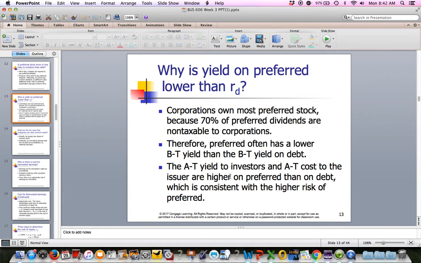It says, why is the yield on preferred lower than R sub D, lower than debt? Corporations own most preferred stock. Number one, know that individual investors typically don't own a lot of preferreds. Other corporations buy preferred stocks of other companies. Also, let's talk a little bit about tax.